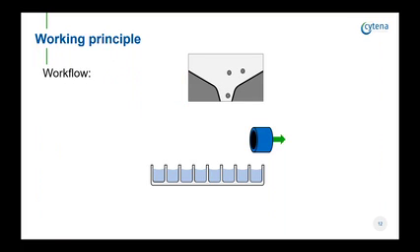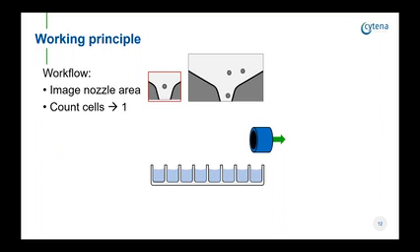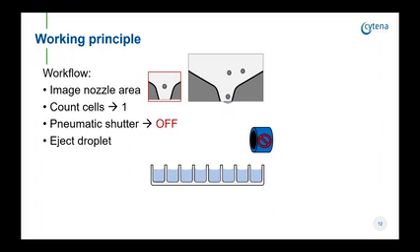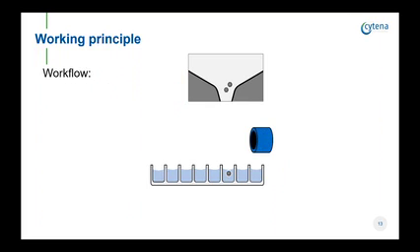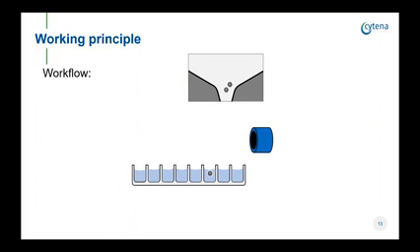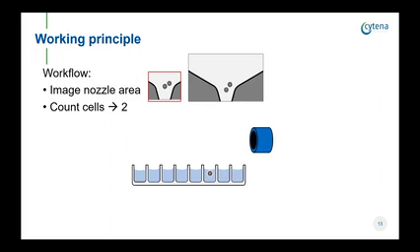If there's a single cell present in the nozzle with the right properties, the pneumatic shutter will be switched off and the droplet can be dispensed to the target substrate. And of course, if there's multiple cells, the droplets will be also removed.